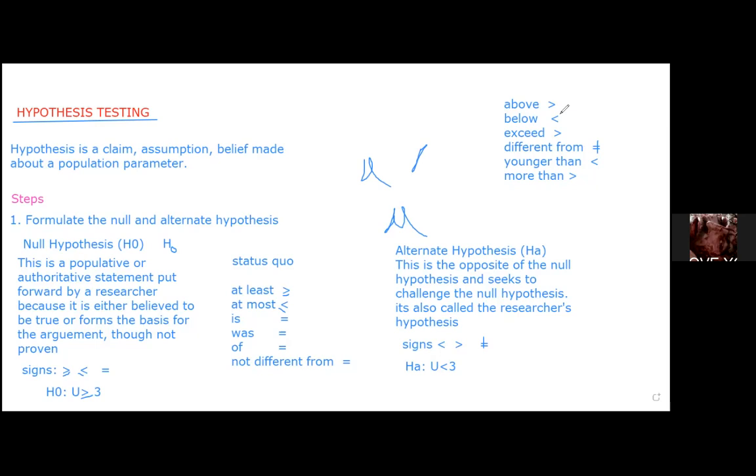What is the opposite of less than? Greater than or equal to. That is very good. And what is the opposite of equal to? What is the opposite of equal to? Not equal. Someone was saying greater than or less than. But the thing is either equal to or not equal to. So the opposite of equal to is not equal to.